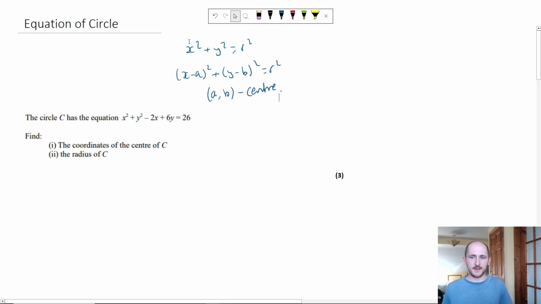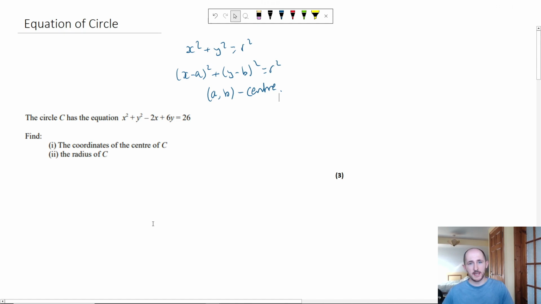So these are the main differences. However, it says here, the circle C is the equation x squared plus y squared minus 2x plus 6y is equal to 26. Find the coordinates of the centre and the radius of C. And what you have to do here is actually find the equation of the circle. And how do you do that?